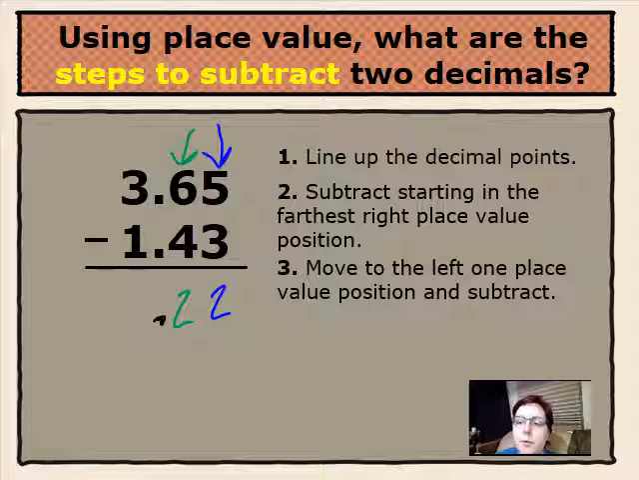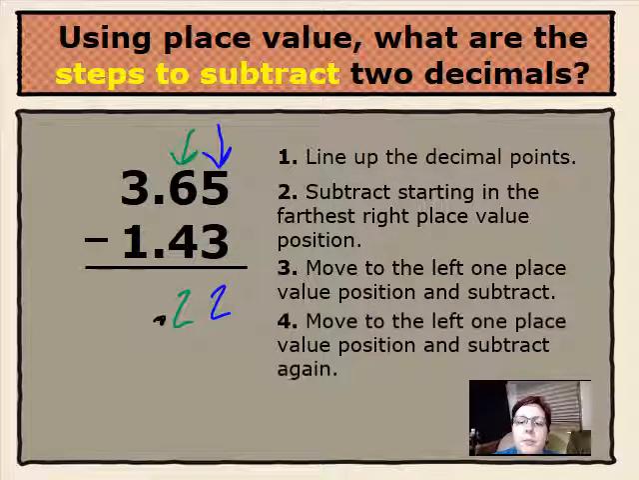Place our decimal point. The next step is to move to the left one place value position and subtract again. Our next place value position and last is the ones place. And 3 and 1 make 2. So our answer is 2 and 22 hundredths.